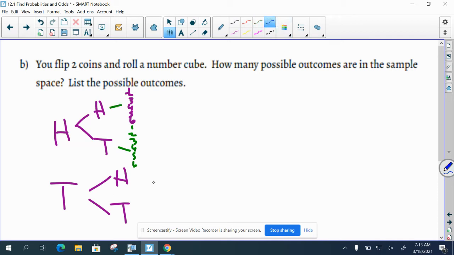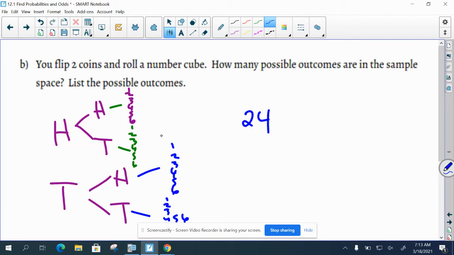And if I choose tails, heads, I could get 1, 2, 3, 4, 5, 6 on the number cube. And then tails, I get 1, 2, 3, 4, 5, 6 on the number cube. So if I were to list all of these out, I would do heads, heads 1, heads 2, heads 3, heads 4, etc. So you can do all of that for all of these, heads, tails 1, heads, tails 2, and you can see that if you did all of them, you would end up with 24.